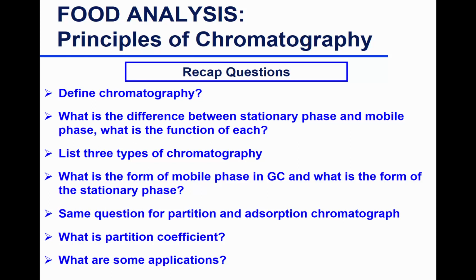What is a partition coefficient in partition chromatography? It's the concentration of a solute in the stationary phase over the concentration of the solute in the mobile phase. Your solute is partitioning between the two phases, and at equilibrium there will be a certain concentration in the stationary phase and a certain concentration in the mobile phase. That is the partition coefficient.